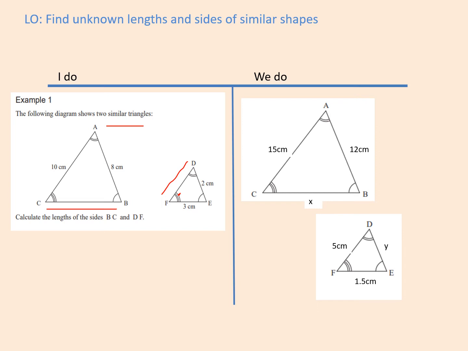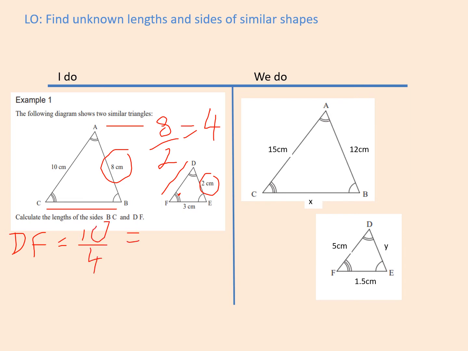So I'm looking at both triangles and I'm looking at the sides where I've got two sets of numbers. So AB, I have 8, and DE, I have 2. So if I do 8 divided by 2, my factor is 4. So DF is going to equal 10 divided by 4. Got to get smaller.